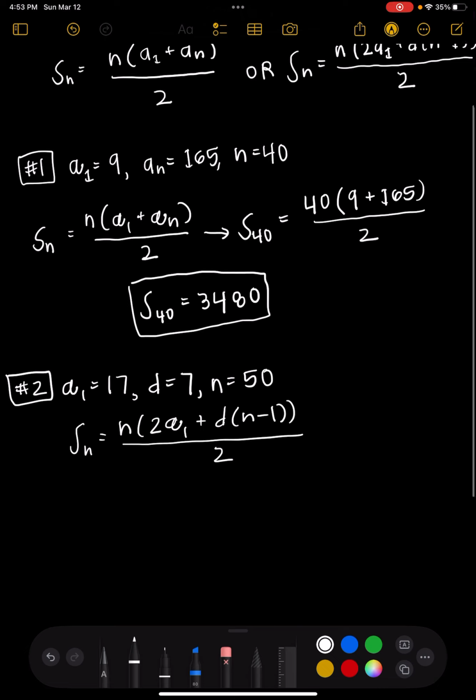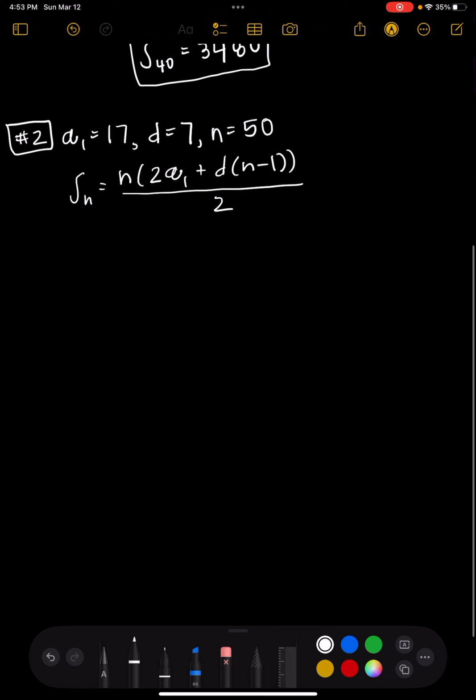All right, so now let's just plug in everything that we know. So we have S sub 50, because n is 50. So that's the sum of the first 50 terms is equal to 50, then in parentheses, 2 times a1, which is 17. And I'm going to put that 17 in parentheses just so I can differentiate it from the number 2. And then plus d, which is 7, times n minus 1. So that's 50 minus 1.